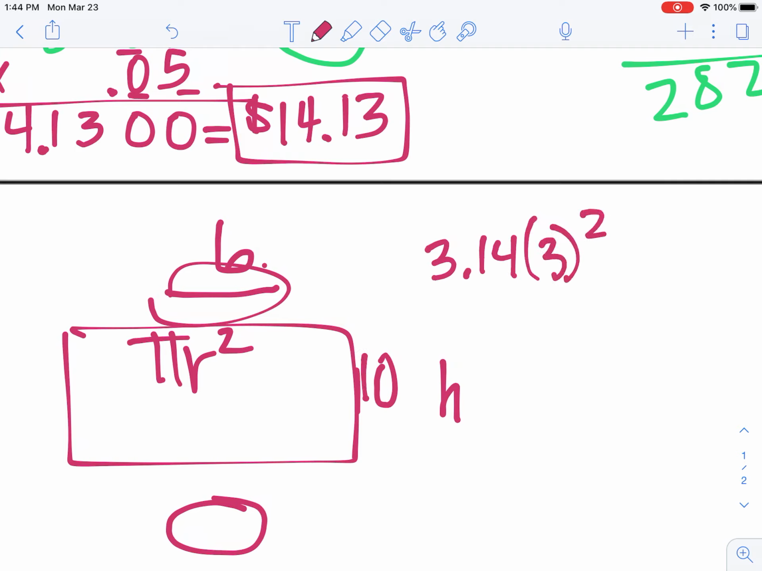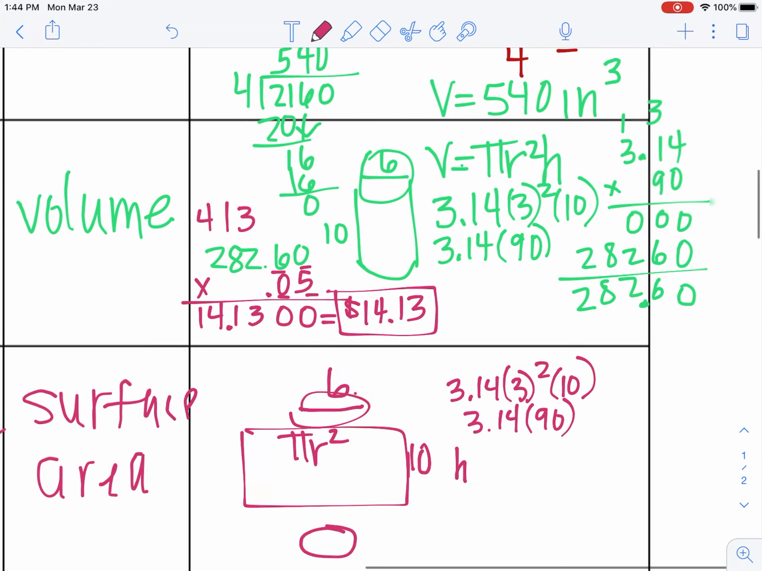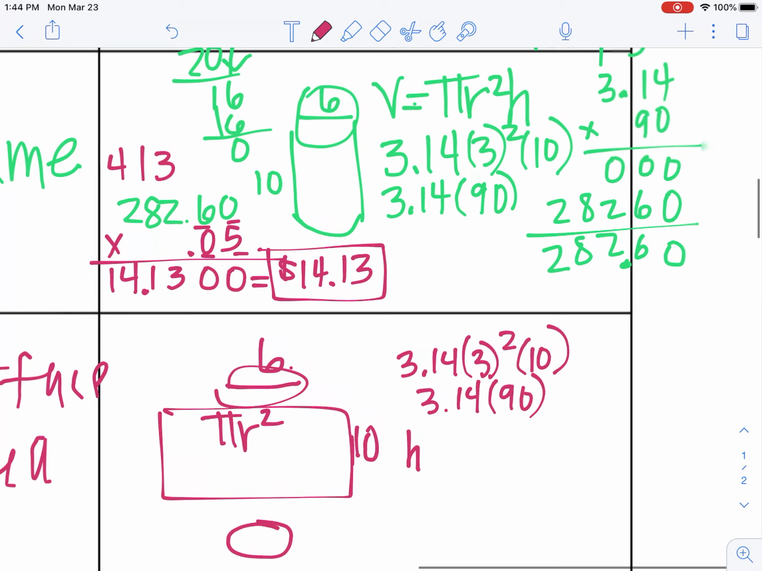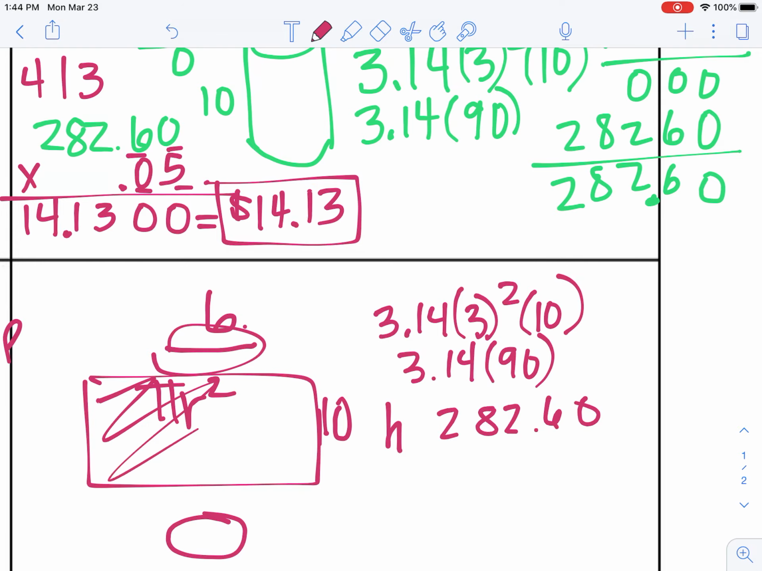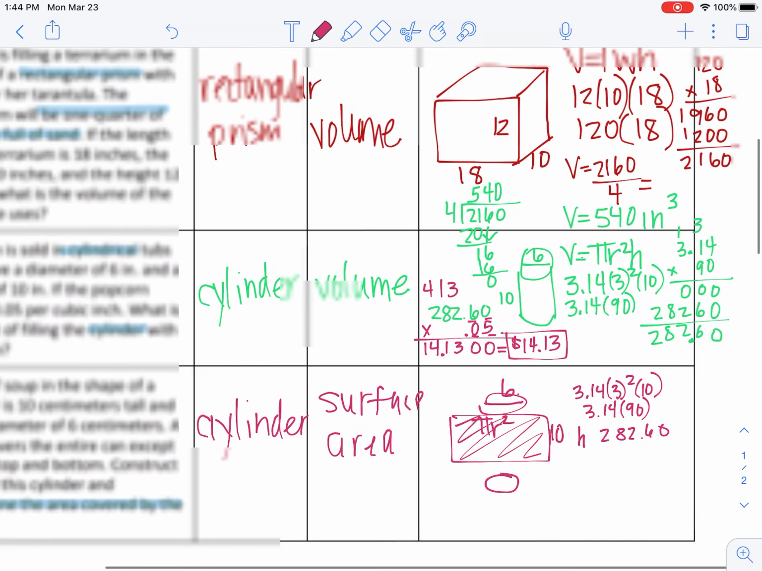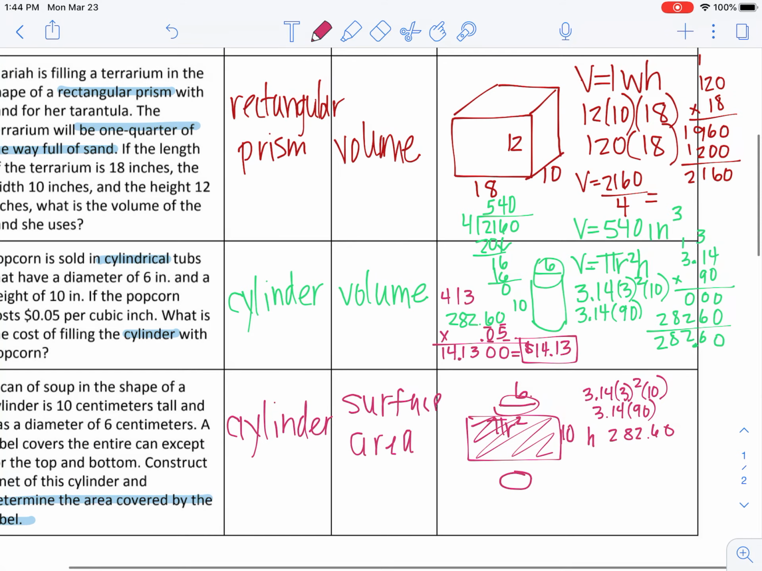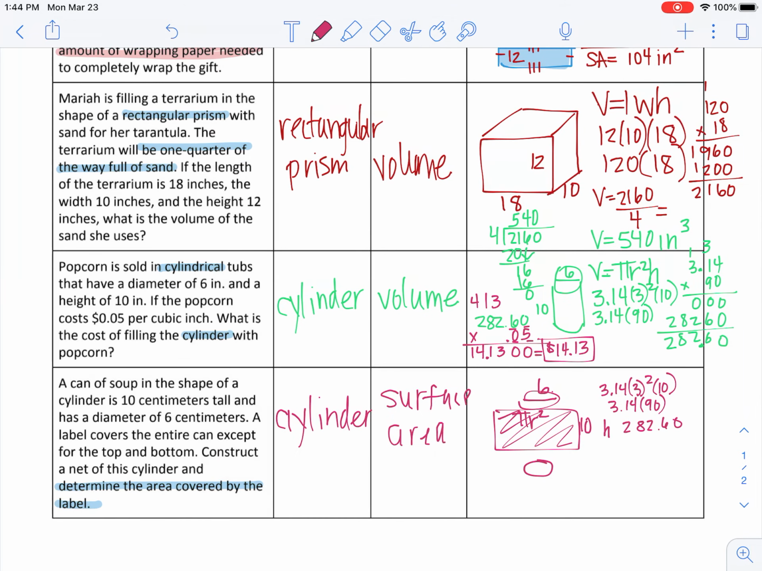3.14 times 3 squared. Sorry, my drawing kind of fell apart. Times 10. So we get 3.14 times 90. And if you remember back up here, we kind of already did that for part of the volume. And that gave us 282.60. And remember, we are only covering the space. So we are done. And that is it. Have a great Tuesday.